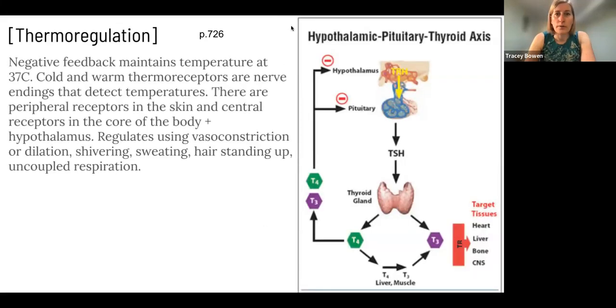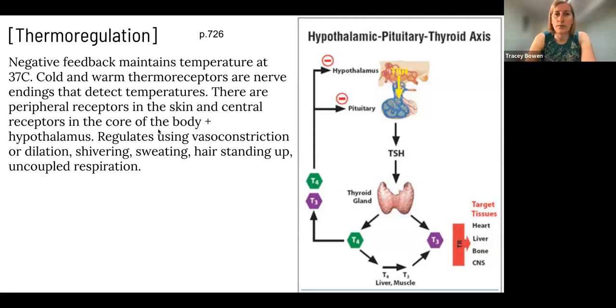All right, so thermoregulation is another aspect of homeostasis. How are we controlling the temperatures in our body? Negative feedback mechanisms are going to maintain this. For humans, our body temperature is regulated at 36 to 37 degrees Celsius. There are cold and warm thermoreceptors at nerve endings that detect temperatures. There are peripheral ones on the skin, and then there are central core body ones as well. Those are connected to a part of the brain called the hypothalamus.